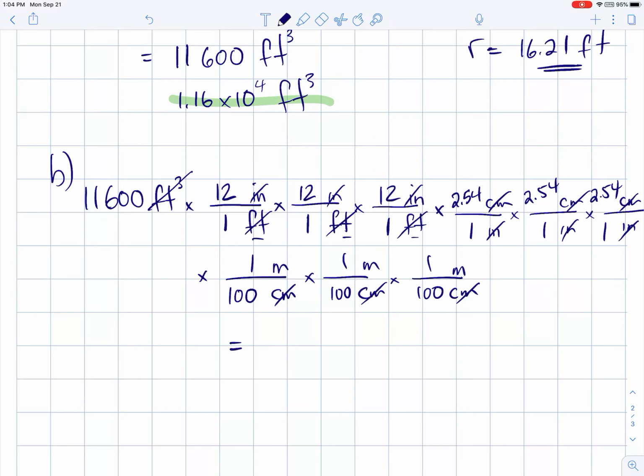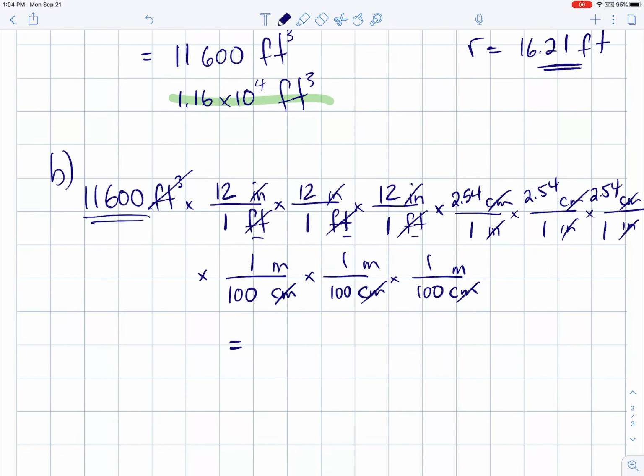All of the numbers in my unit multipliers here are perfect numbers. They're not measurements. There are exactly 12 inches in 1 foot. So those aren't measurements. There's exactly 2.54 centimeters in 1 inch. That looks a bit strange. You might have thought it was a rounded off number, but it isn't. It's exact. And there are exactly 100 centimeters in a meter. So those are all perfect numbers, so we ignore them when we round off with sig figs.